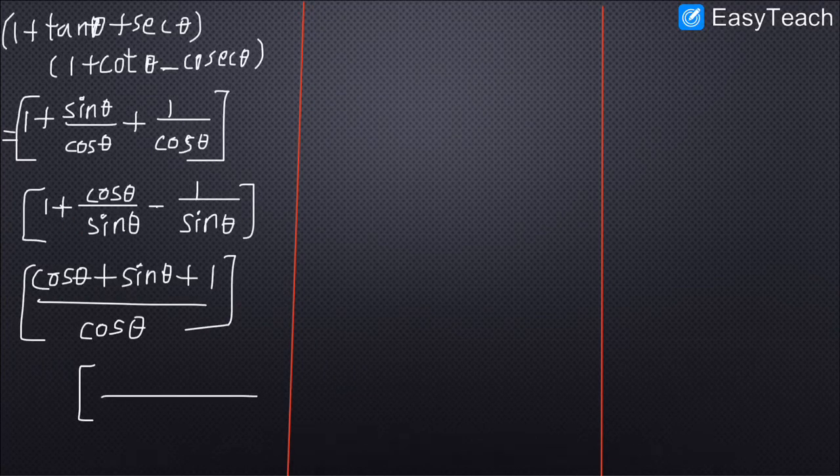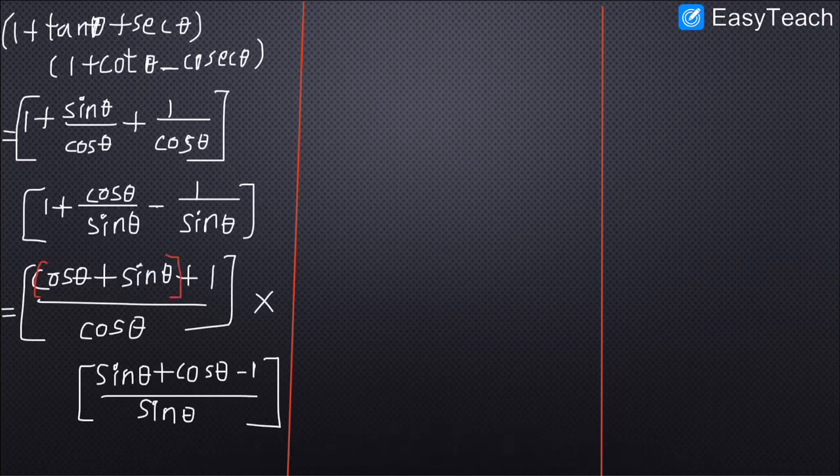And next sin theta is a common denominator. So here, sin theta on the bottom. So sin theta plus cos theta minus 1. So between these two there is multiplication. So look at here, in this step consider the cos theta plus sin theta both termed together as A, and 1 as B. So what will happen? A plus B, A minus B.